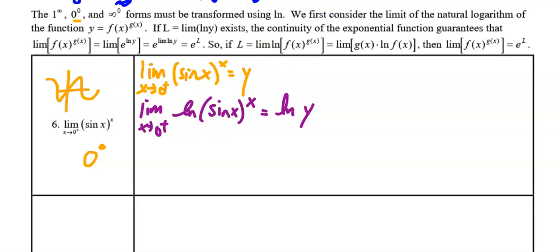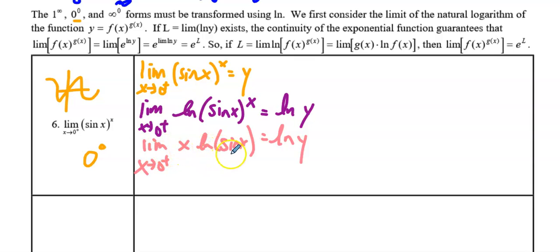So let's do this now. One of the things you can easily see is that we can move the x down, so we get x times the natural log of sine of x. This is how you would always evaluate an exponential function. You can always just add the natural log and move the exponent down.